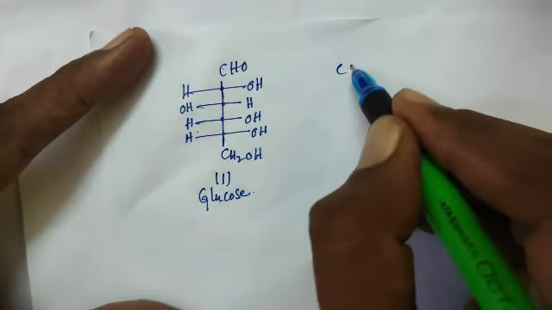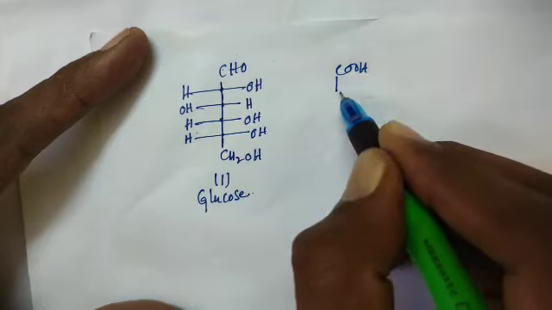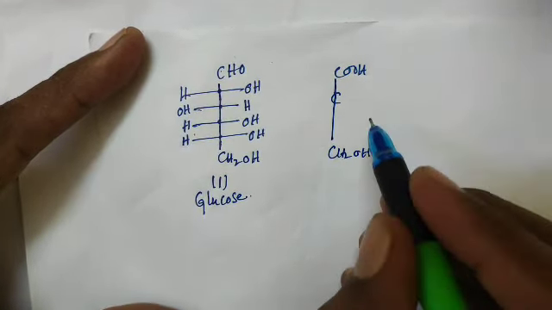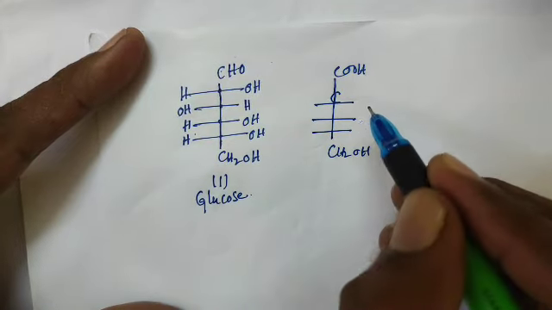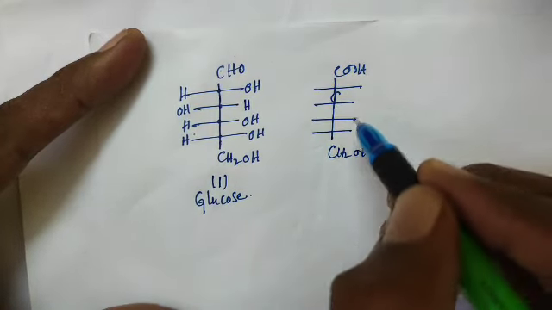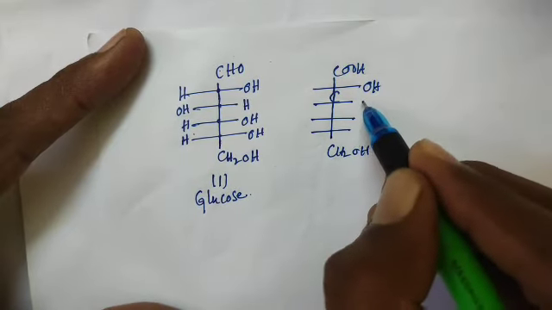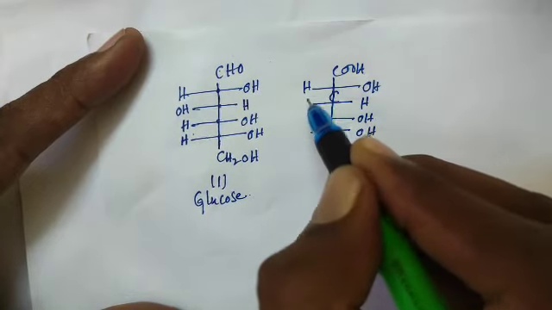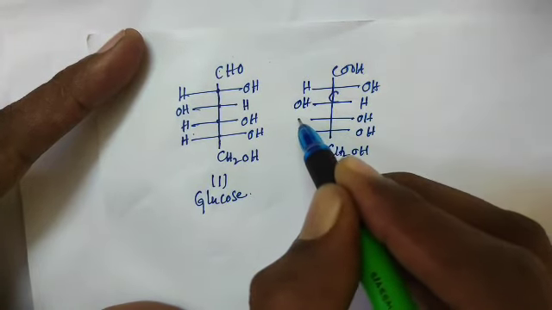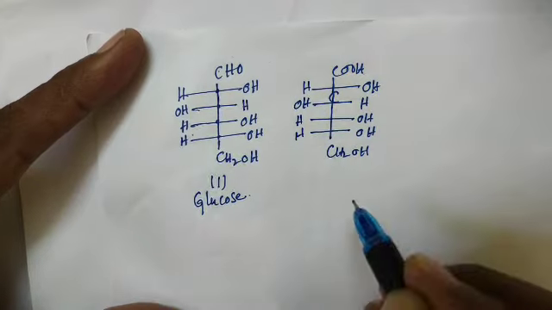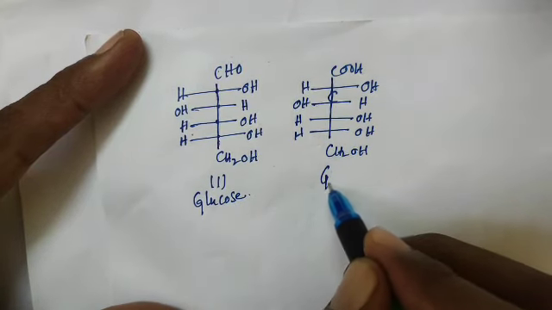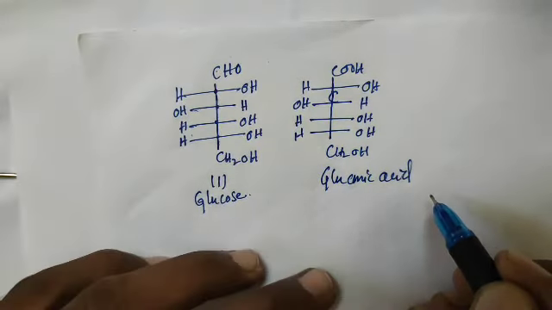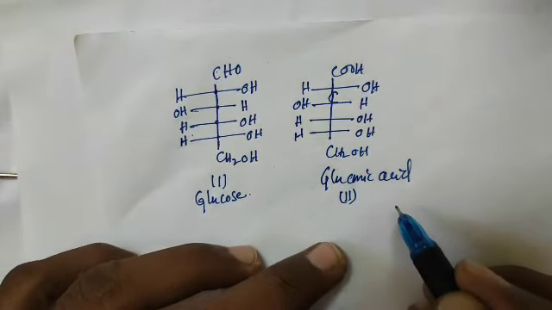Then COOH at the top and CH2OH at the bottom, carbons 1, 2, 3, 4, plus 2, 6, with OH, H, OH, OH, H, OH, H, H. The name of this is gluconic acid. This is structure number 2.